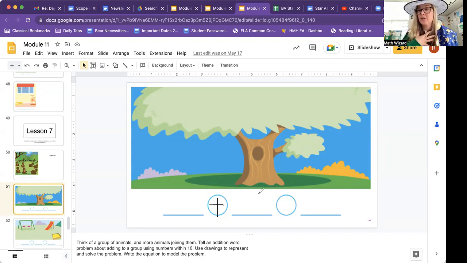So I'm going to come up with a story. You can come up with your own, but I'm just going to give you an example. I'm not going to actually draw the animals, but you can draw the animals, or you can just draw shapes to represent. So there were 3 pink bunnies sitting under the tree, and then 5 more joined them.